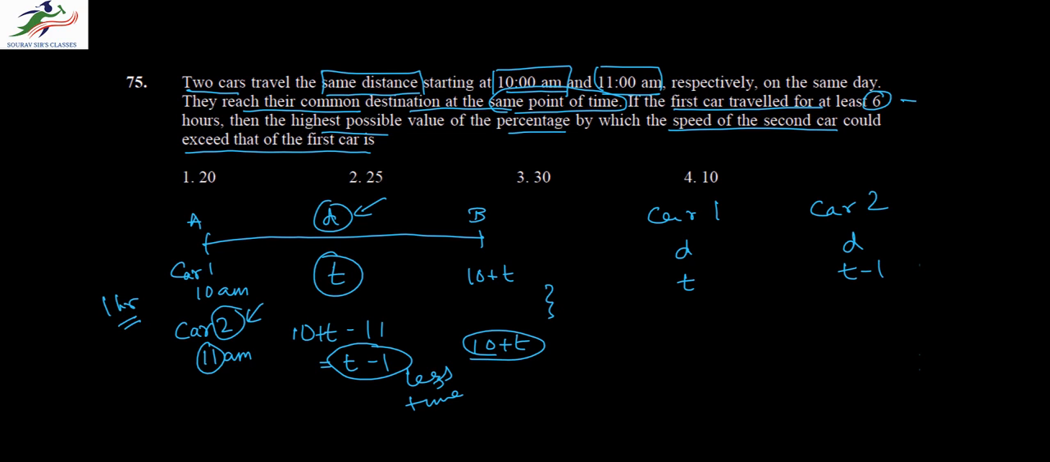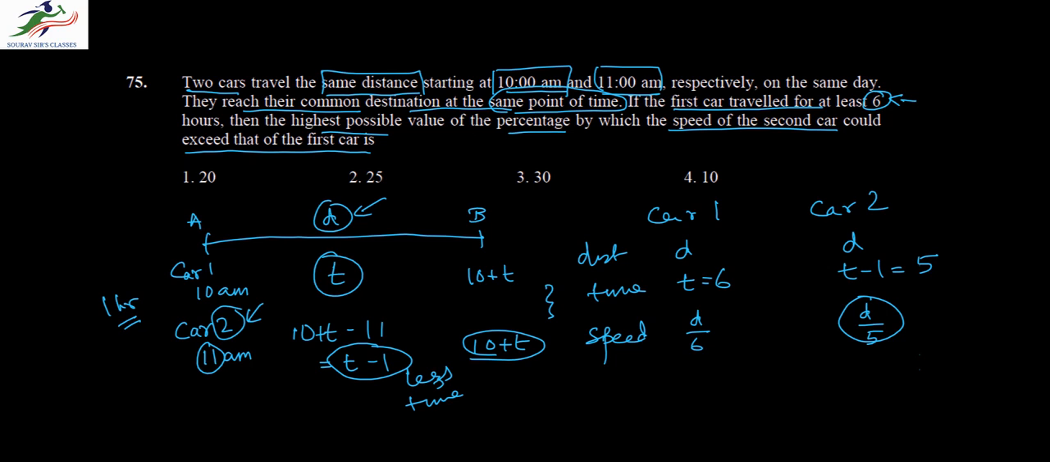Now it is given that t is at least 6 hours. So we take t equal to 6. So t minus 1 is 5. So therefore, this is the distance traveled, this is the time taken. So therefore the speed of the two cars, car 1 is d by 6, car 2 is d by 5, and therefore the speed of car 2 is more.